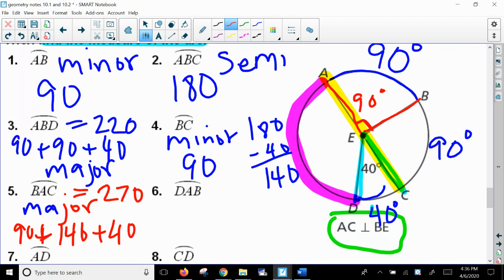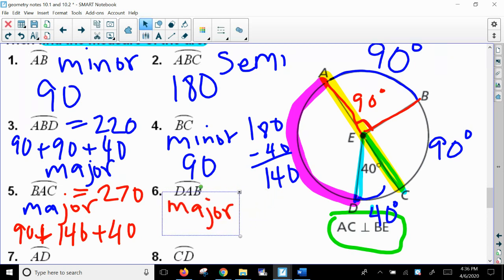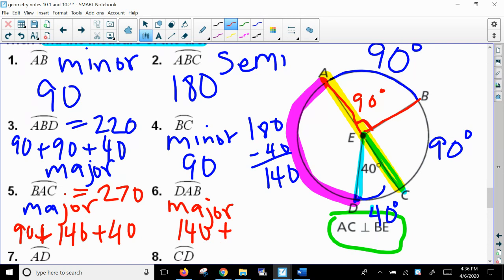Okay. Number six, arc DAB. Another common mistake students make is they think they can cut through the middle of the circle. No, if it's an arc, you're going around the circle. You never go through the middle of the circle. So arc DAB, we know is a major arc. Let me move that. And from D to A is 140. And then from A to B is 90. And when I add it up, I get 230.